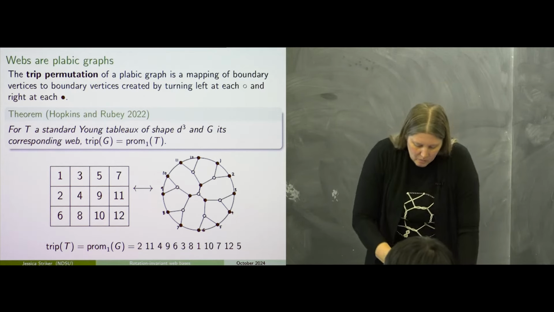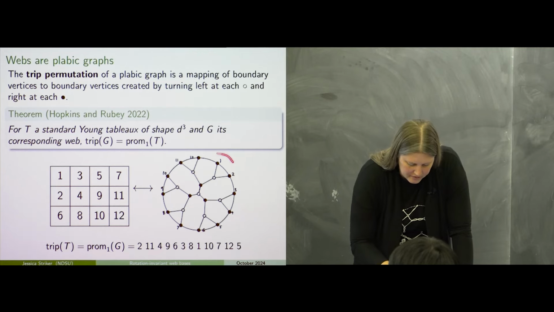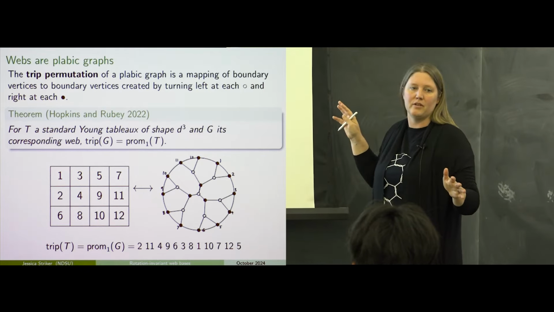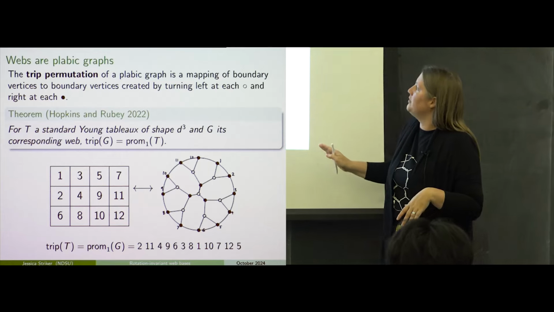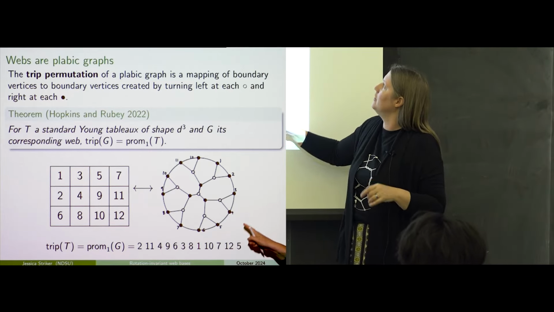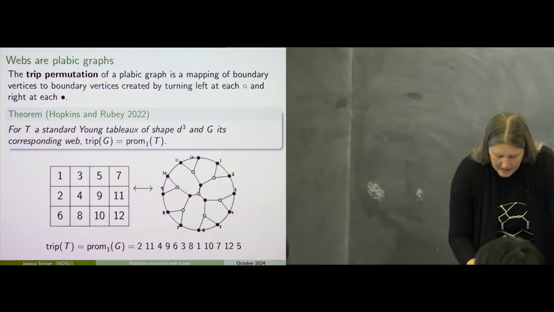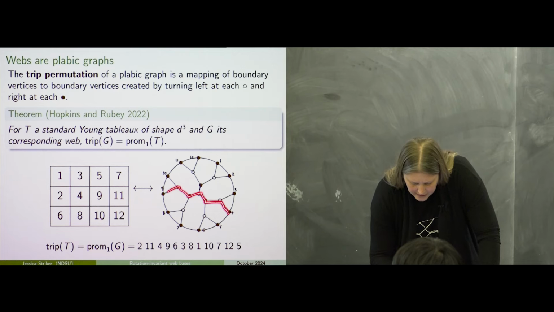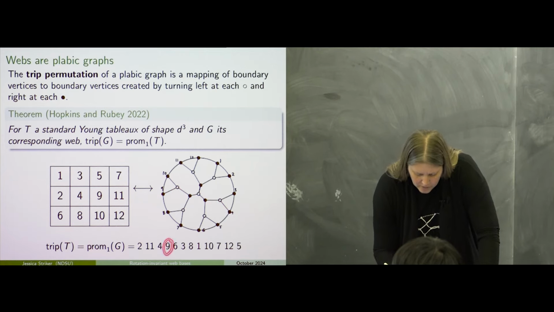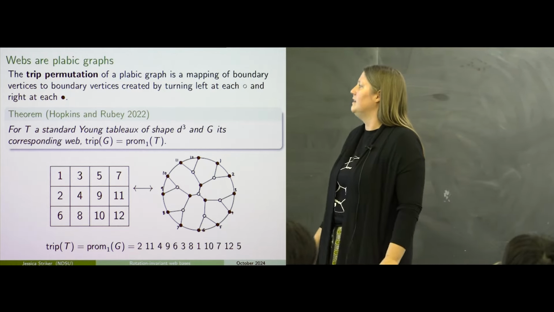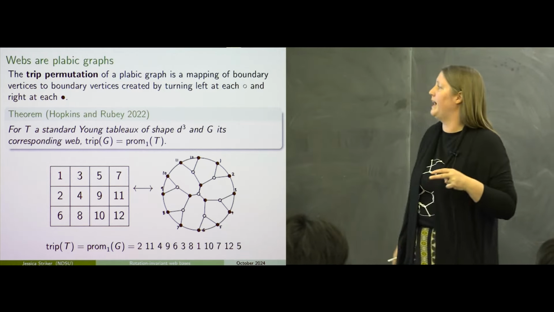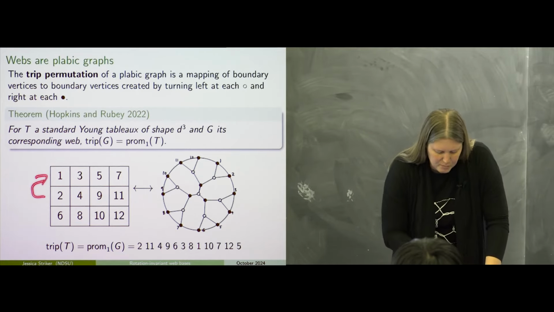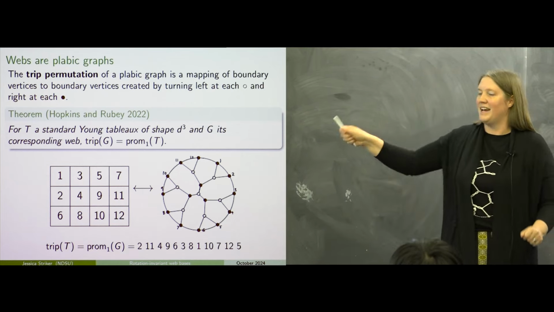So what they said is there's something called a trip permutation. Take this, interpret it as a plabic graph, and here you're going to be a crazy driver. You're going to follow some rules of the road. You're going to start at some vertex and decide you're going to turn left at each white vertex and right at each black vertex. So I'm going to start here at 4 and go left, right, left, and I ended up at 9. And the 4th element of that permutation is 9. And what Hopkins and Rubey found is that this trip permutation that I just showed you actually matches up with this promotion permutation I showed you on the tableau side.